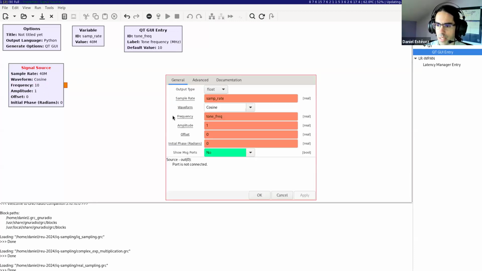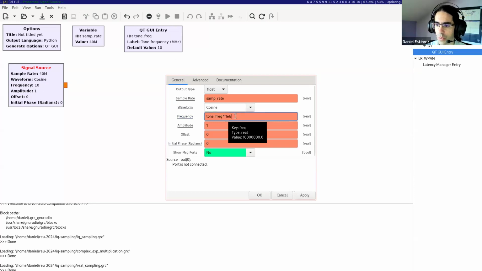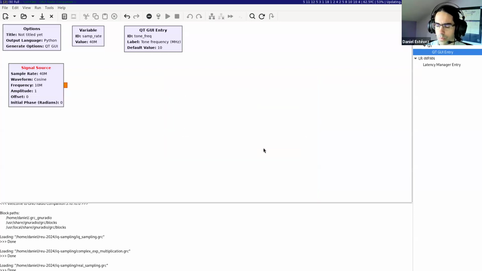So what happens is that the tone frequency here is in hertz. So if my variable is in megahertz, then I need to multiply by 1e6 or 1 million to convert the units. And this is very useful. You can enter any kind of expression in these fields, as I was mentioning, any kind of valid Python code, and GNU Radio will do the calculation for you anytime that tone frequency is changed. Do I want to change anything more here? No, this is great.